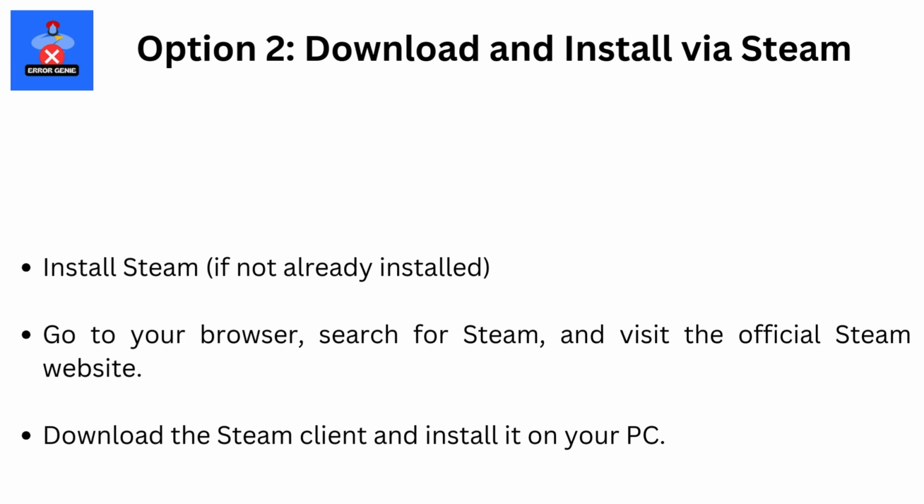Option 2. Download and install via Steam. Install Steam if not already installed. Go to your browser, search for Steam, and visit the official Steam website. Download the Steam client and install it on your PC.